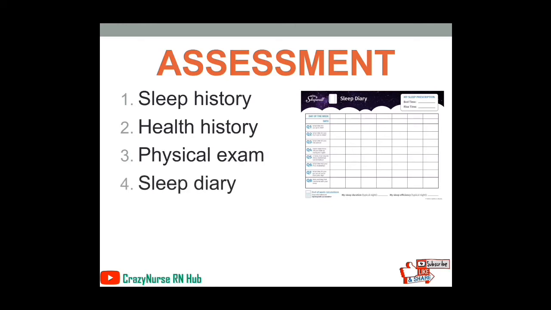Next is sleep diary. A sleep specialist may ask clients to keep a sleep diary or log for 1 to 2 weeks in order to get a more complete picture of their sleep complaints.